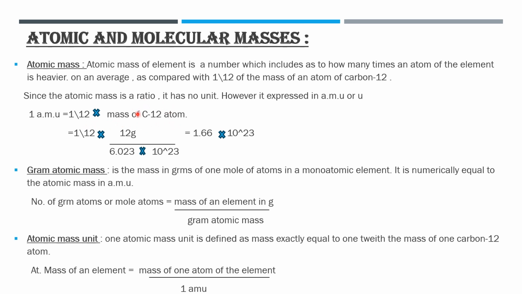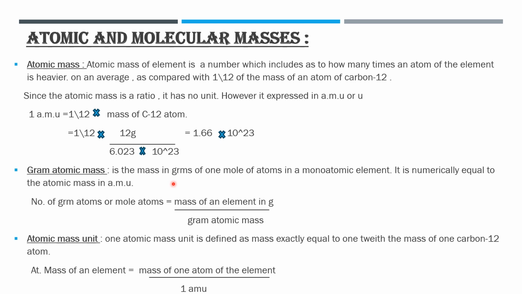The mass of a mole of carbon is 12 grams, so divided by the Avogadro number, we get the mass of one atomic mass unit. Then we move to the gram atomic mass. It is the mass in grams of 1 mole of atoms of a monatomic element. It is numerically equal to the atomic mass in atomic mass unit. So this is a mass in grams.